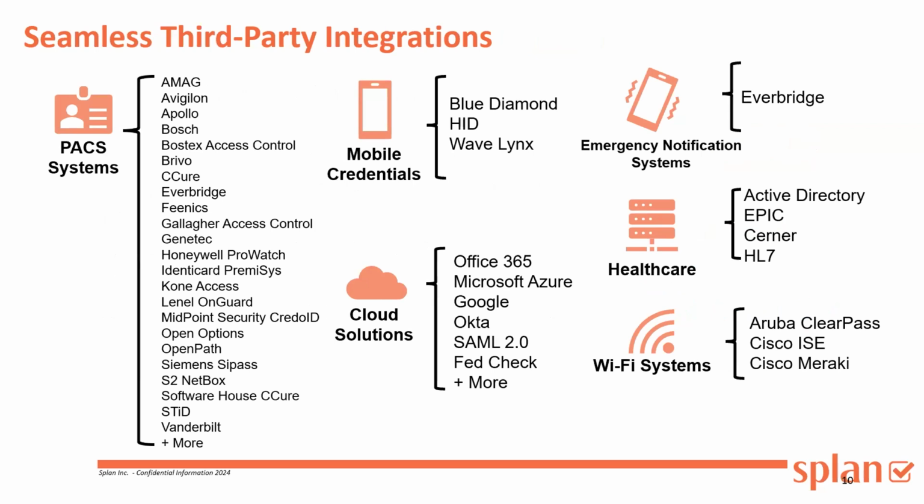And the beauty of it is, once again, I mentioned that we are an open REST API stack. It is all of the other integrations that we connect to help unify the platform, right? There's 25 plus access control systems. I mentioned mobile credentialing. There's cloud solutions. There's emergency notifications with Everbridge. Obviously, our healthcare connectors. And then Wi-Fi systems like Aruba and Cisco ISE. So we have these and many other connections that help solve those problems.